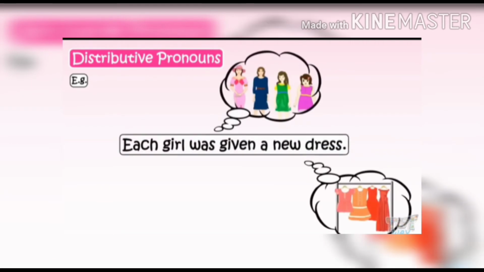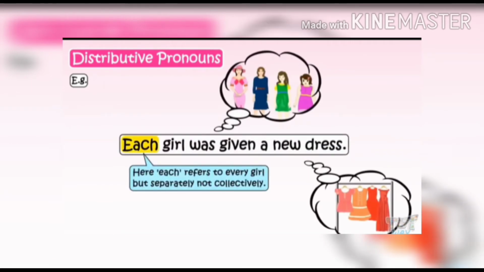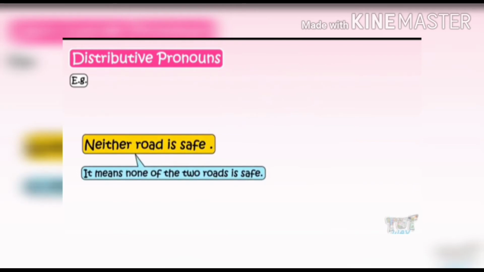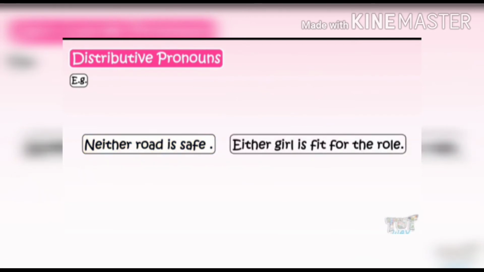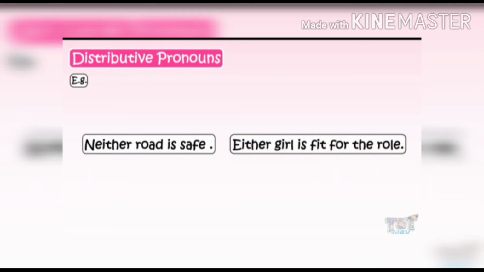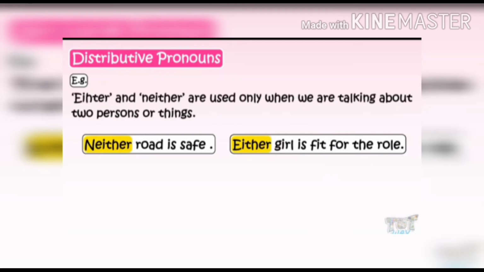Each girl was given a new dress. Here again, each refers to every girl, but separately, not collectively. Neither road is safe means none of the two roads is safe. We are talking about each road separately. Either girl is fit for the role means both the girls are fit for the role, and we are talking about every girl separately. Remember, either and neither are used only when we are talking about two persons or two things.